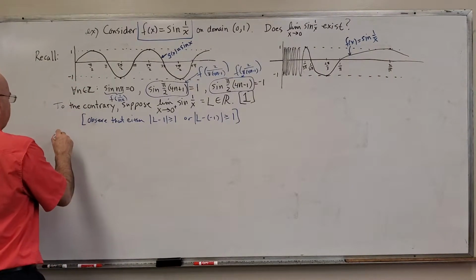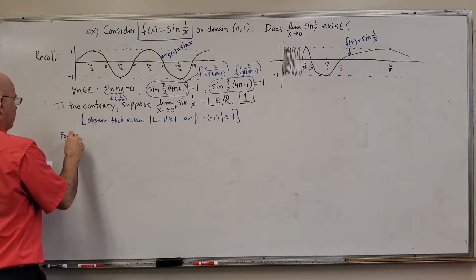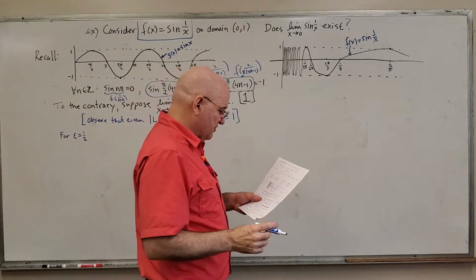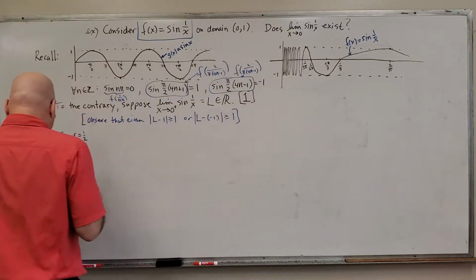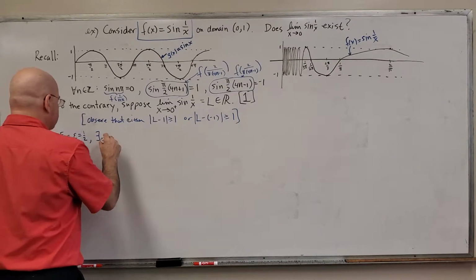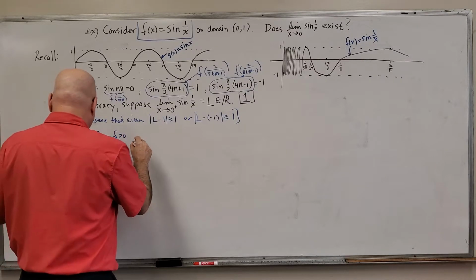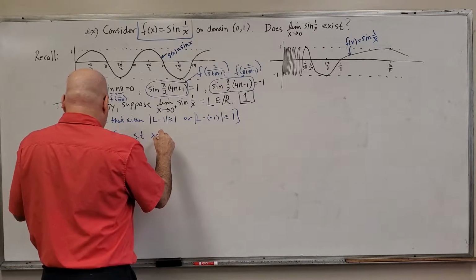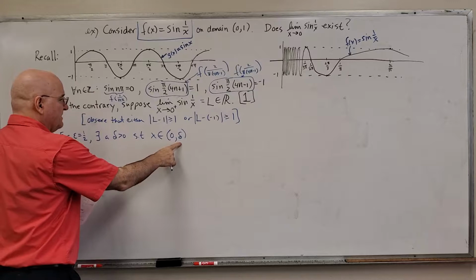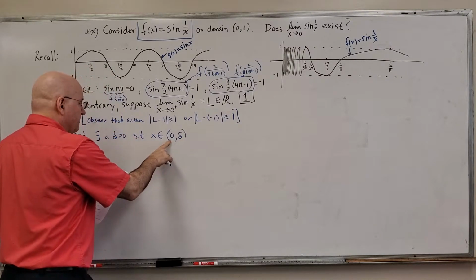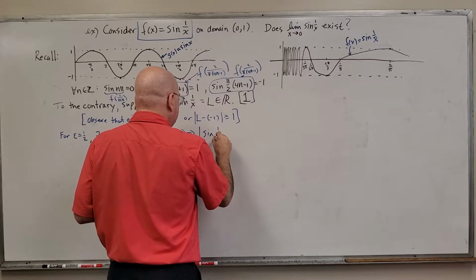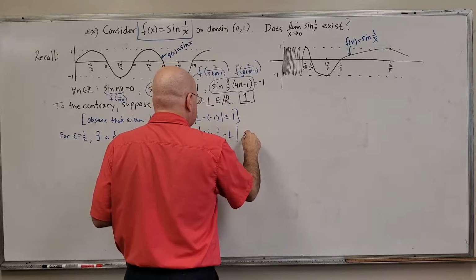So what I'm going to do is choose an epsilon equal to 1/2. I think 1 would have worked, but I'm going to choose 1/2. For epsilon equal to 1/2, there exists a delta greater than 0 such that x very close to 0, between 0 and delta, and not equal to 0, implies that the absolute value of sine of 1 over x minus L is less than epsilon.